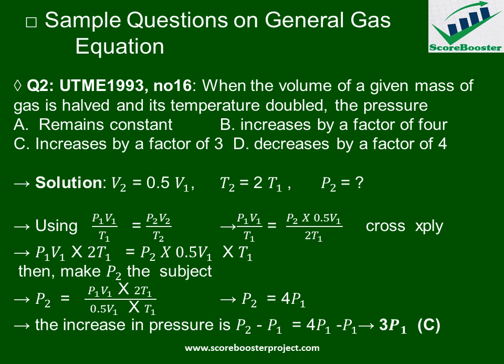Now the question asks us by what amount, from the options. That means if our final pressure is 4P1, if we want to know the increase in pressure, we subtract P1 from P2. And since our P2 is 4P1, when we subtract P1 from it, our P2 minus P1 will be 4P1 minus P1, which is 3P1. And that means the pressure increases by a factor of 3, making option C the correct answer for this particular question.